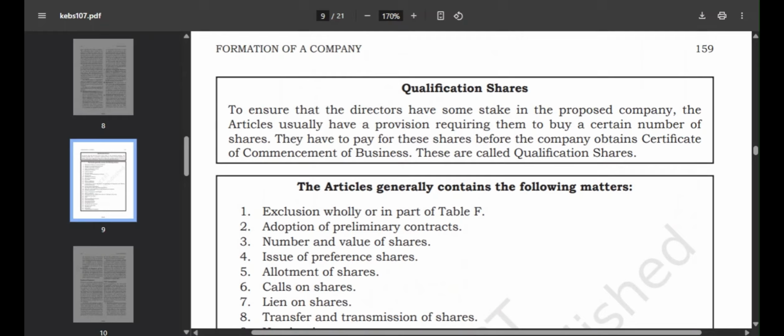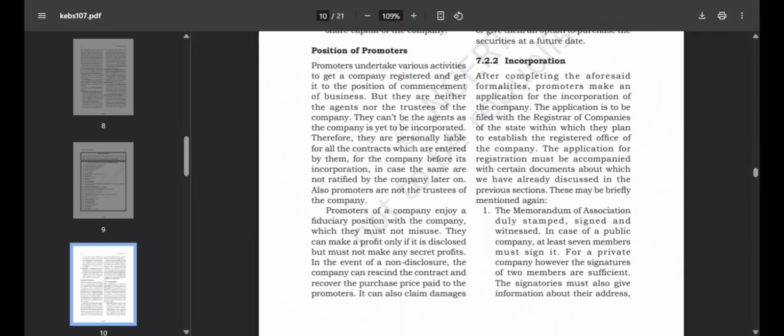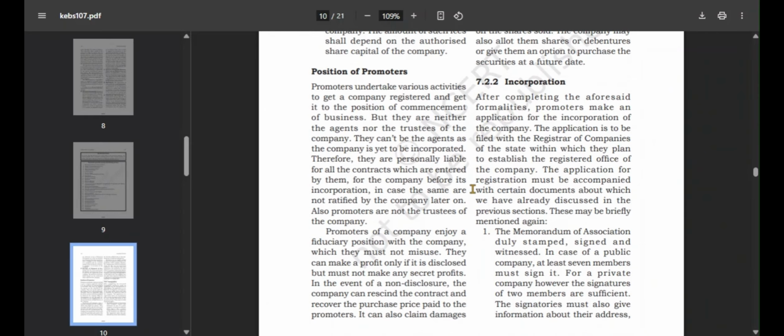To ensure that directors have stake in proposed company, articles usually have a provision requiring them to buy a certain number of shares. They have to pay for these shares before the company obtains the certificate of commencement of business. These are called your qualification shares. Next topic that we have is position of promoters. This again is not coming, this is deleted portion.